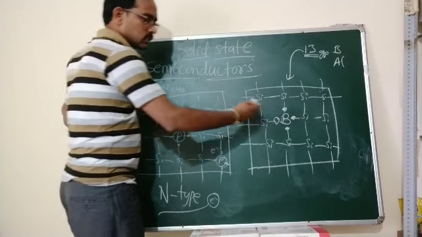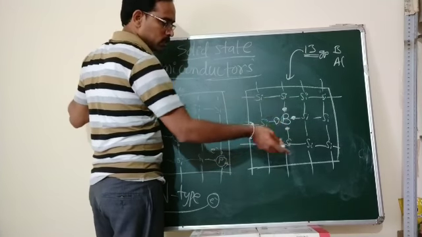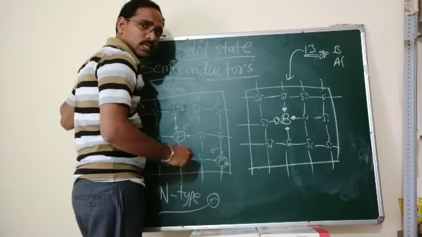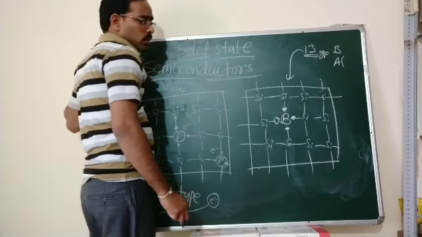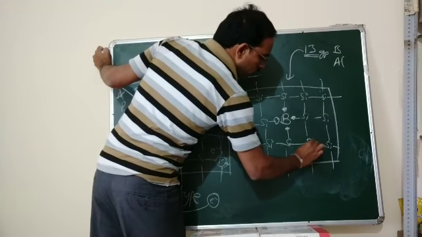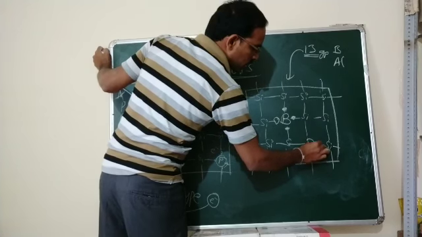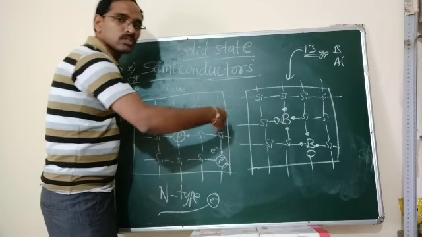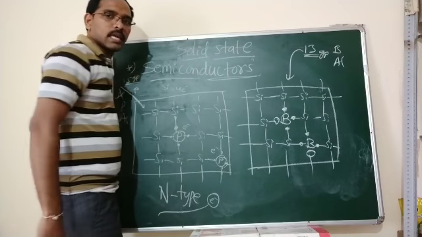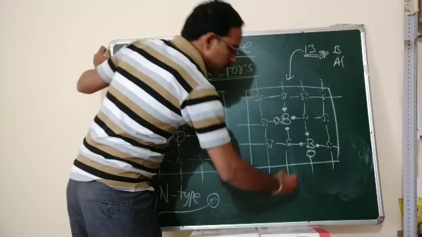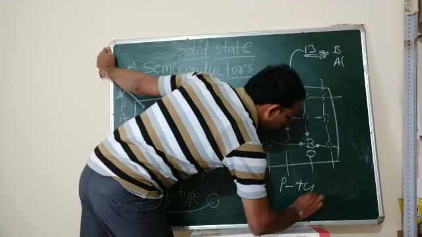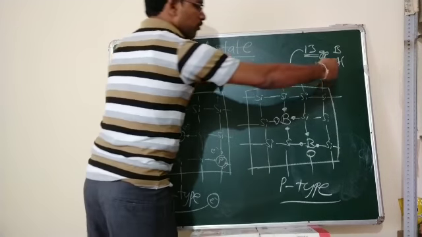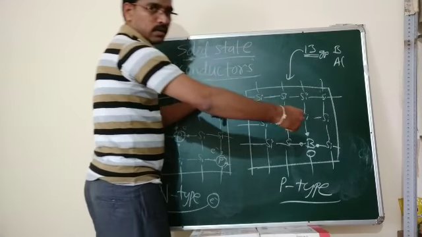Silicon has 4 electrons, but when silicon is replaced by boron, boron comes with only 3 electrons. So 1 electron is deficient and 1 hole is created. Again, when another boron is substituted, it has 3 electrons and here also one hole is there. Like this, holes, the empty spaces, are rich. This type of semiconductor is known as a P-type semiconductor.